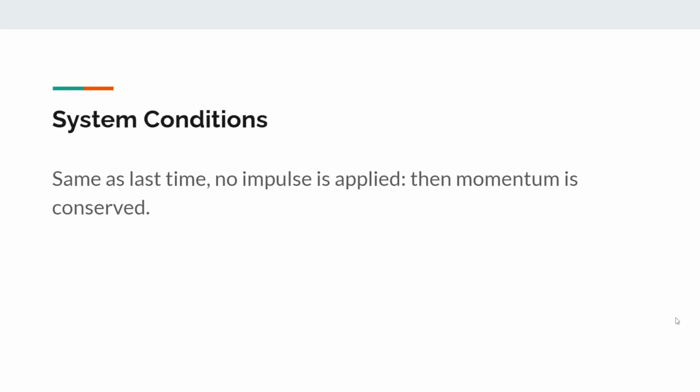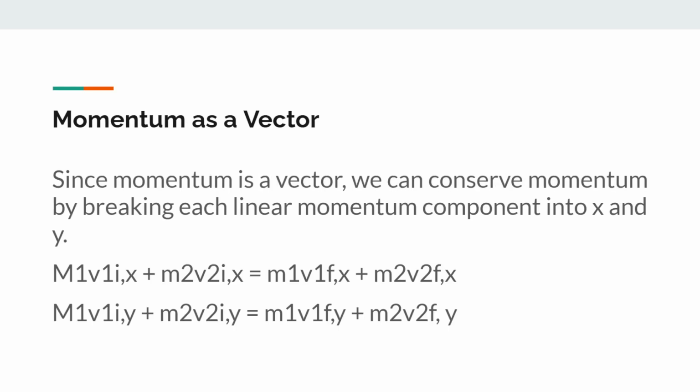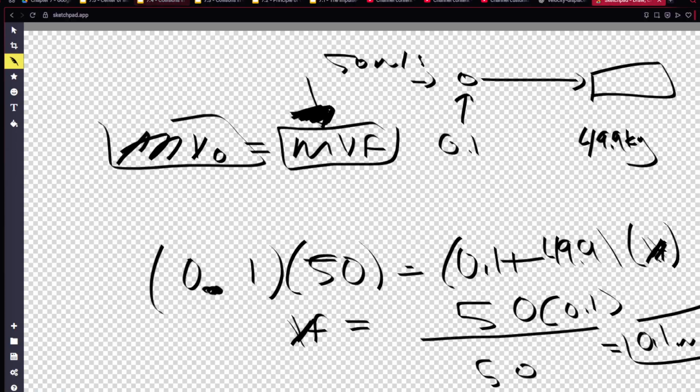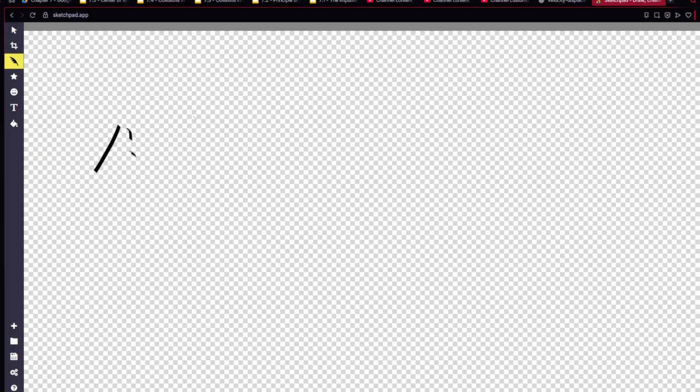7.4 collisions in 2 dimensions. So let's go over system conditions. Like last time, no impulse applied, the momentum is conserved. This one's pretty easy. Before we use the formula m v_o, or yeah, m v_o is equal to m v_f.